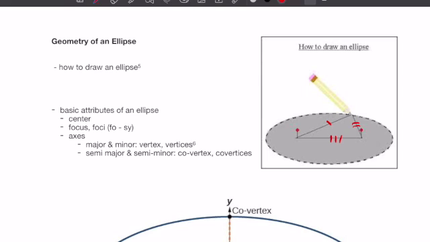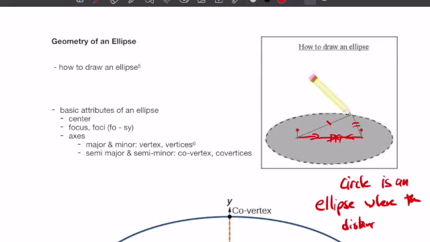And so you might also imagine that as we move these two centers closer and closer together, it gets closer and closer to being a circle. So we might say then that a circle is an ellipse where the distance between the two centers is 0.